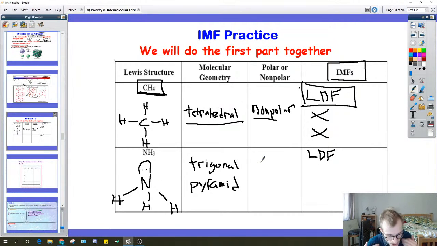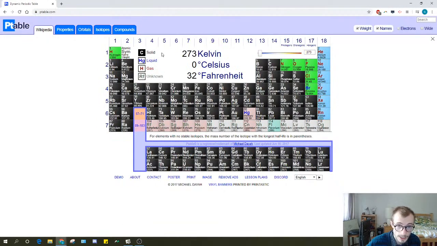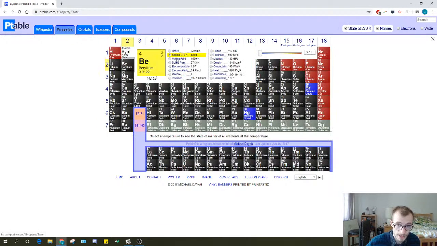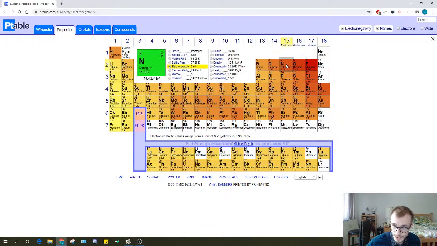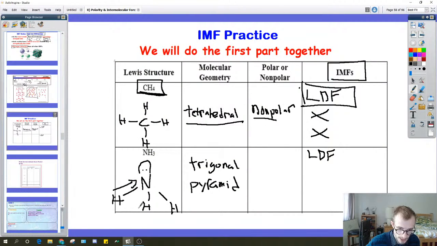So now we have to determine, is this molecule polar or non-polar? There's a couple ways to check. For me, anytime I've got lone pairs on the central atom, I'm thinking it's a polar molecule, and that's right most of the time. But you can also double check that nitrogen is more electronegative than hydrogen. If I go back to my periodic table, go to properties, and click electronegativity, I can see that nitrogen has an electronegativity of 3, whereas hydrogen has 2.2. So I know nitrogen is making polar bonds here. All these dipoles point up-ish, and that tells me that this molecule overall is polar.